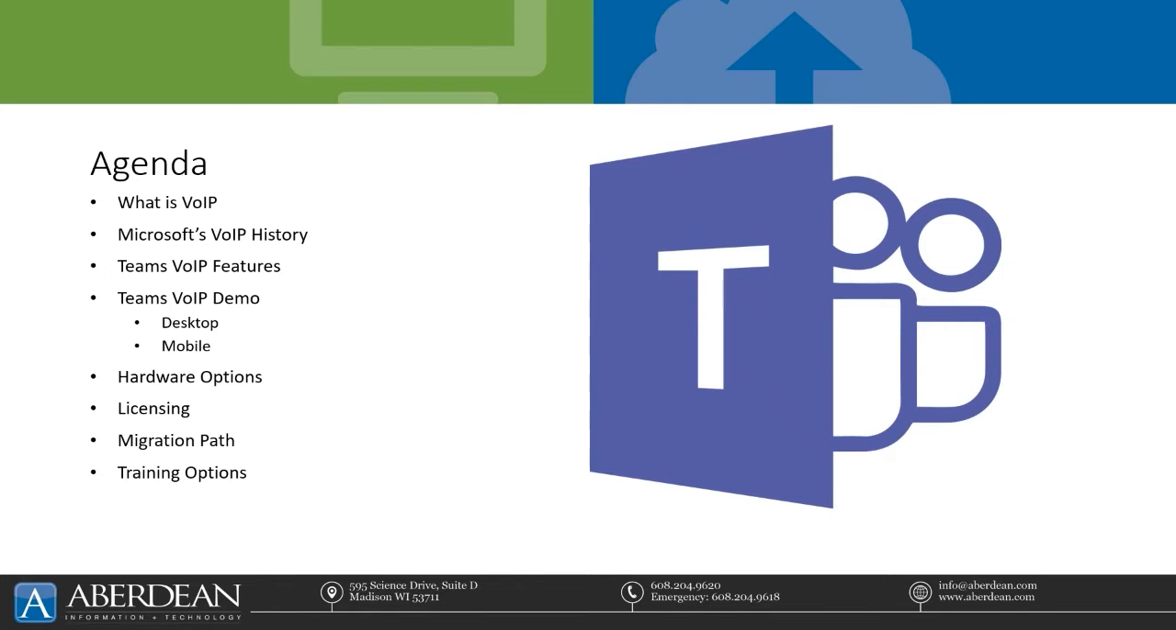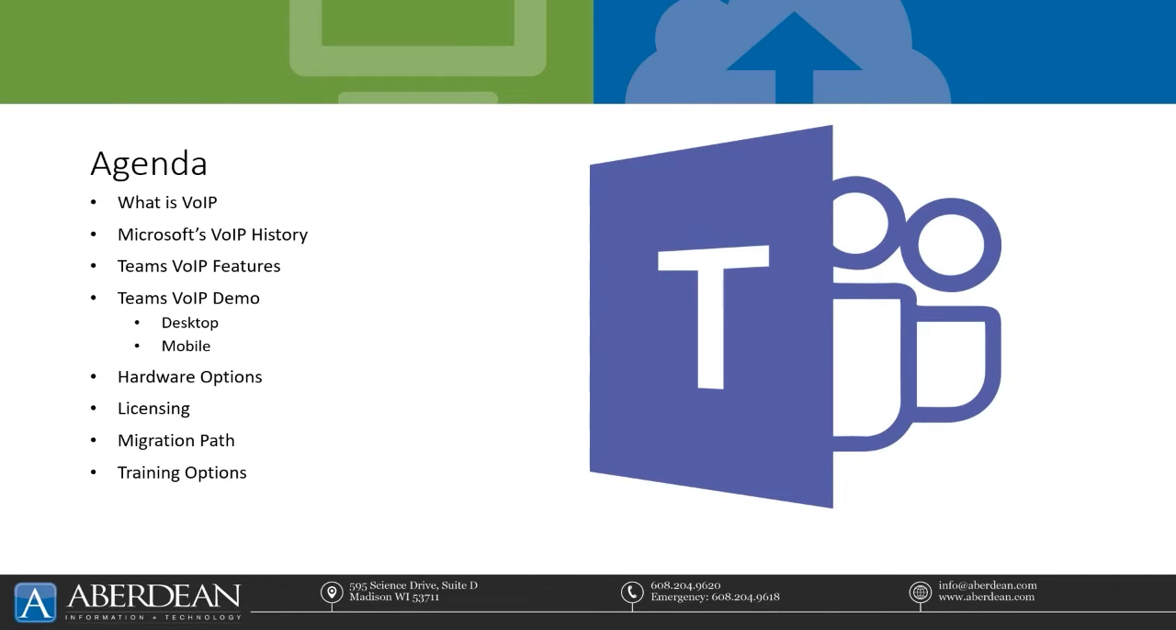We'll be reviewing the desktop application along with the mobile app. Hardware options, because there are many options that you have with Microsoft Teams. From a VoIP standpoint, we will touch on all three of those. Licensing as well. Migration path. If this is something that you are looking to do, how would you go about doing it? We'll touch on that. And then some training options. Microsoft, just like with all their products, has a bunch of great training options, including videos, not only for the VoIP section of Teams. VoIP is probably the newest feature of it, and the one that everyone is looking at, but all the other items as well.